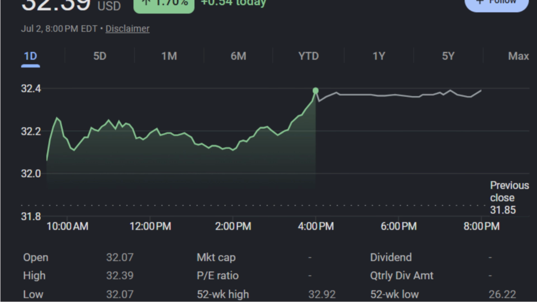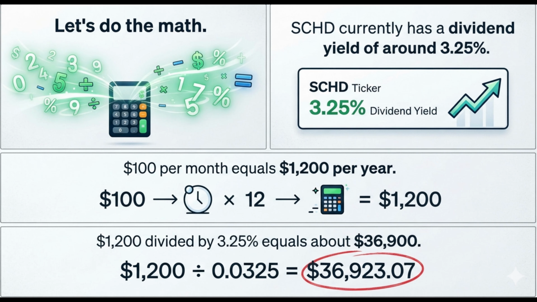Keep in mind that dividend yields change over time, so it's always a good idea to check the current yield before investing. If your goal is to earn $100 per month, that's $1,200 per year. Now divide your annual income goal by the dividend yield. $1,200 divided by 0.0325 equals approximately $36,900.